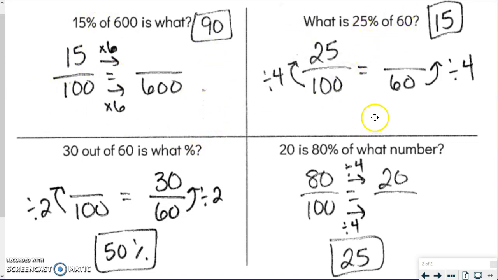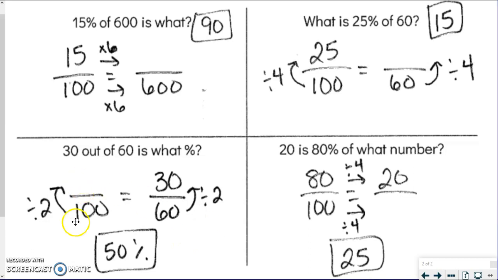Okay, so what is 25%? So this one, what is 25%? Put it over 100 right away. Of 60. So 60 is on the bottom because it's of 60. So to go from 100 down to 25, I divide by 4. Did the same thing on the other side. Got 15.